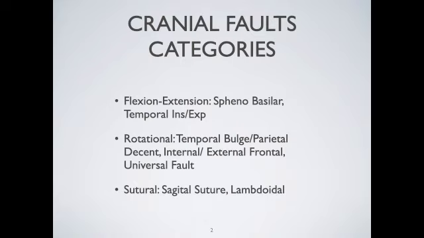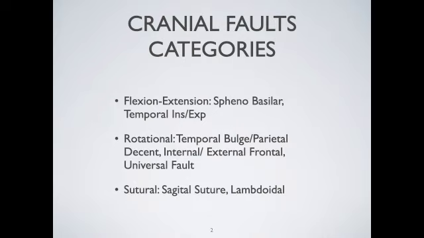Just a quick overview. Cranial faults. Early on, when we first introduced cranial faults, I said there's basically three categories of cranial faults, and the flexion extension, which really has to do with the sphenoid in the basilar portion of the occiput. And then also looking at the relationship between the sphenoid, since it is the center of the skull. It's like the keystone of the skull.